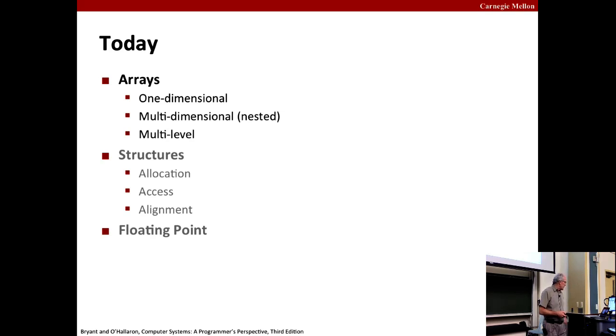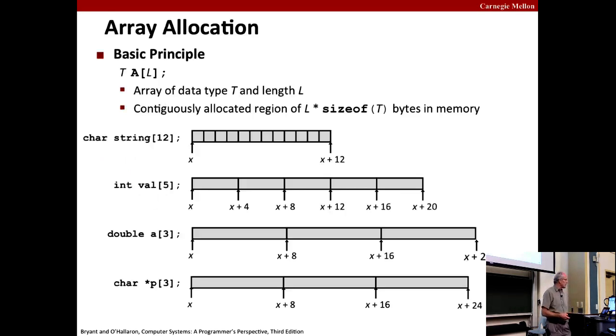So we'll talk about arrays first, and then structures or structs. And I'll also give you a glimpse of floating point today too, because it's worth knowing how floating point arithmetic is implemented as well on a machine. So the basic idea of array allocation is fairly straightforward.